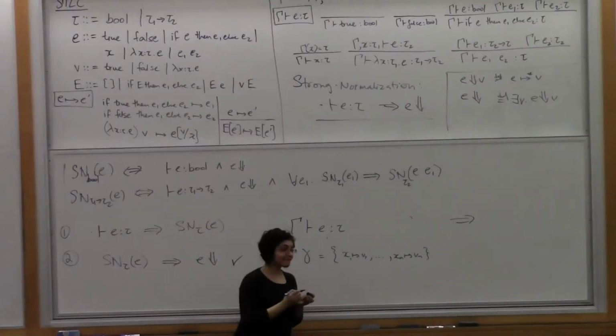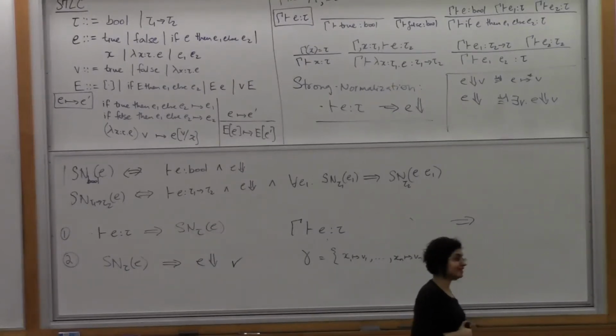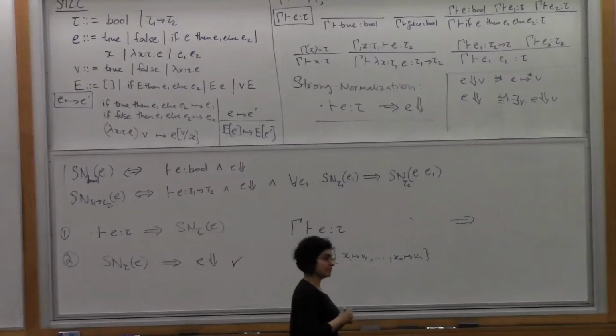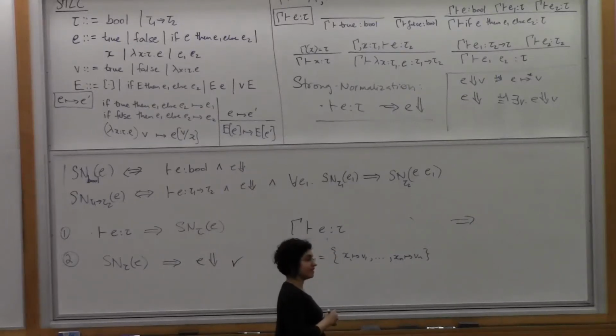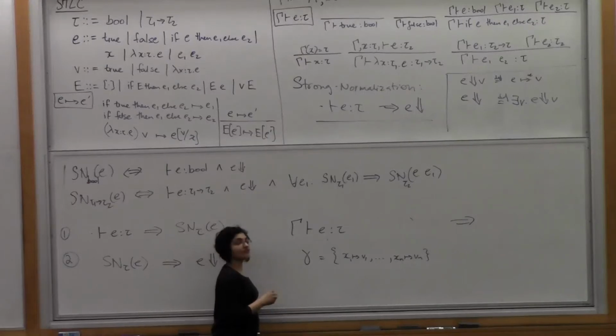Can you just say the for all at the beginning? Just for all the free variables. For all the free variables?